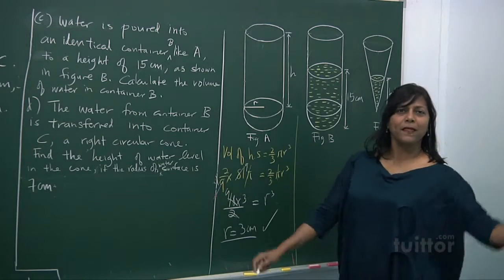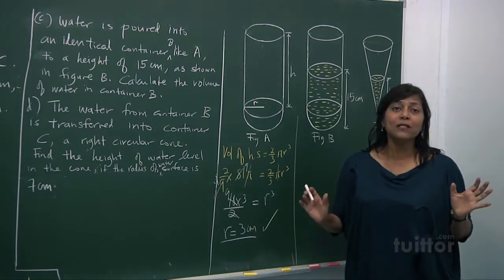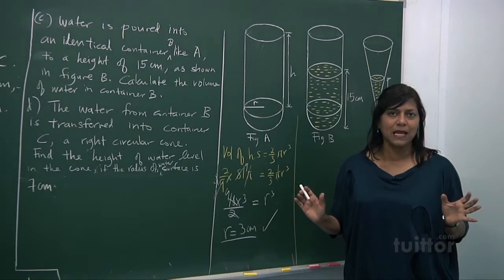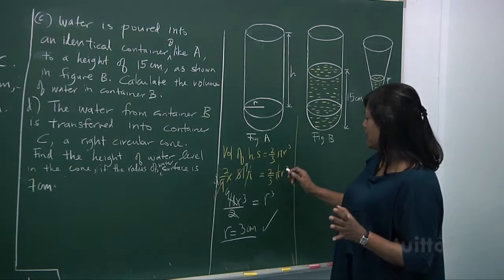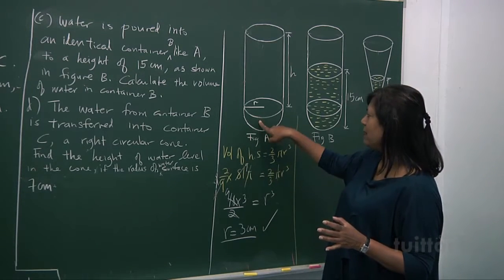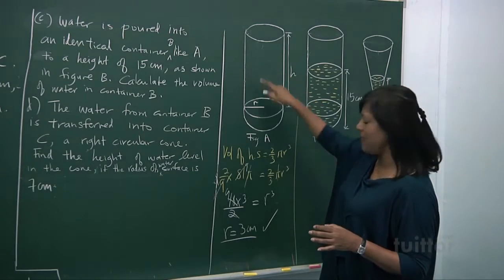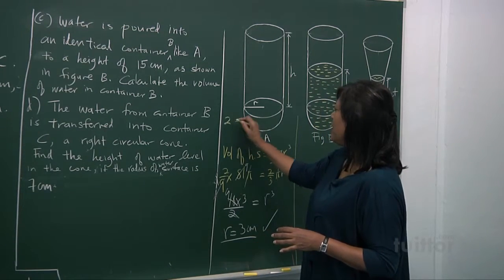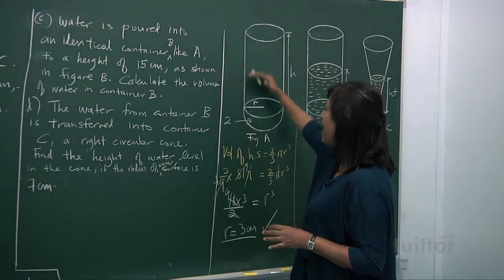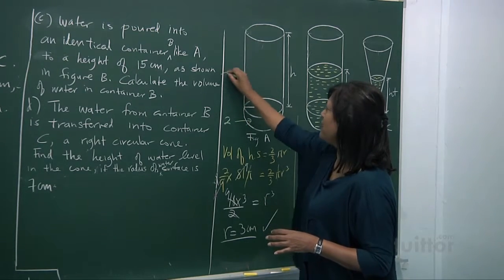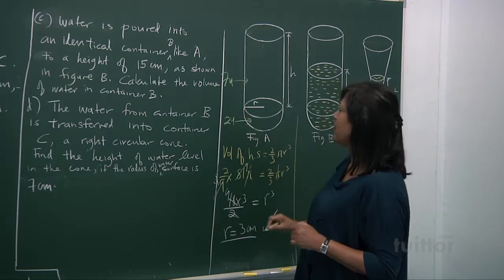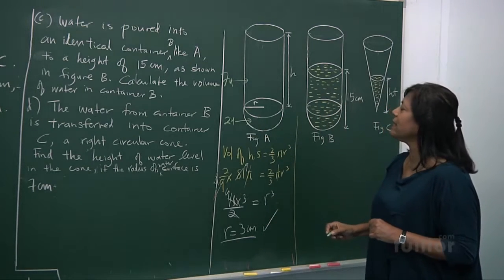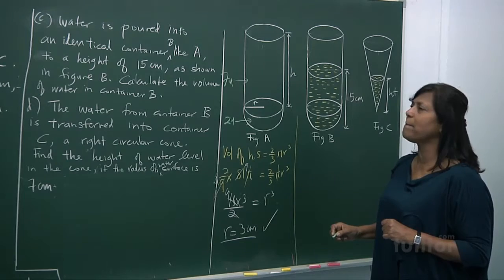Got it? Now they want to find the height of this container. This part is 2/9, so the cylinder will be 7/9. The whole thing is 9 units, this is 2 units, and this will be 7 units. So it is 7/9 of 81 pi.